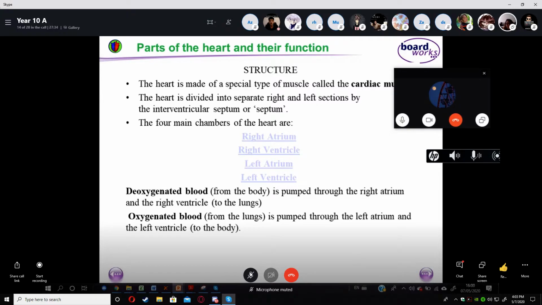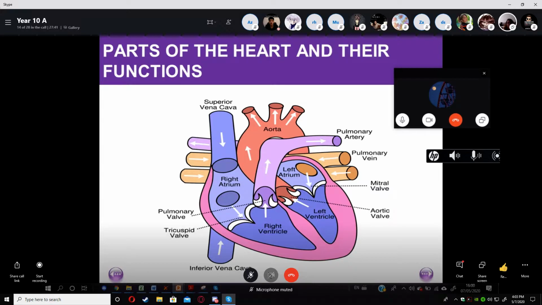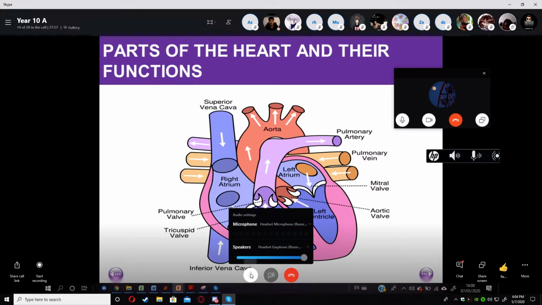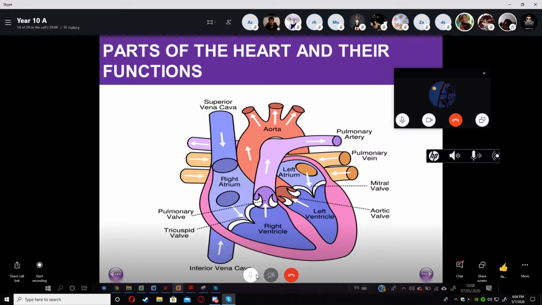So the deoxygenated blood from the body comes to the heart. Let me see how much you remember. Where does the deoxygenated blood come to the heart from? From the body. Which part of the heart? Right. Very good.